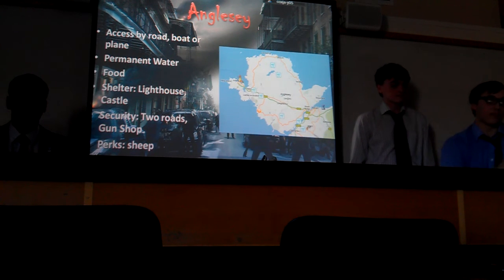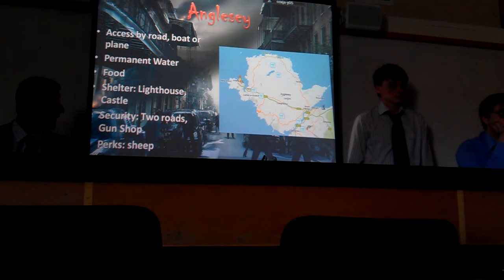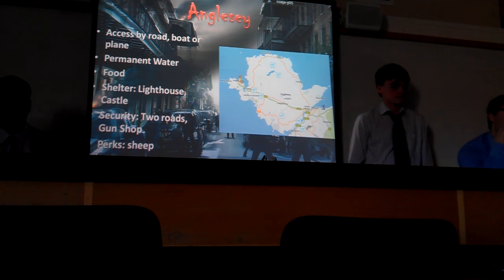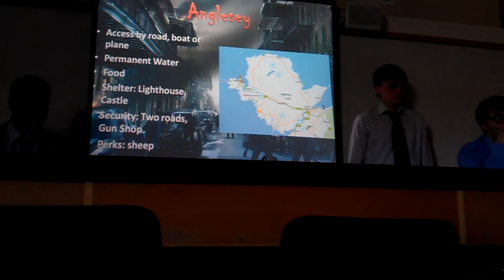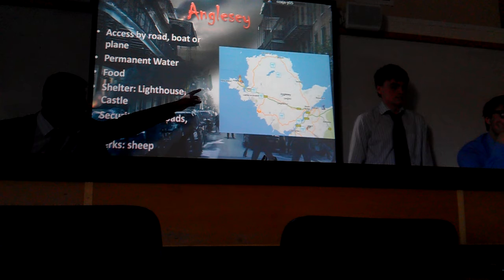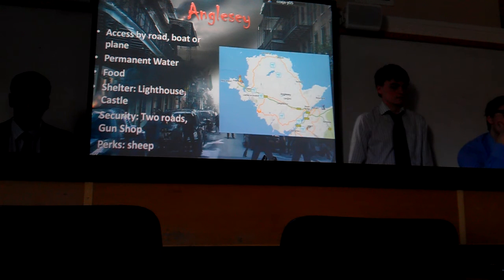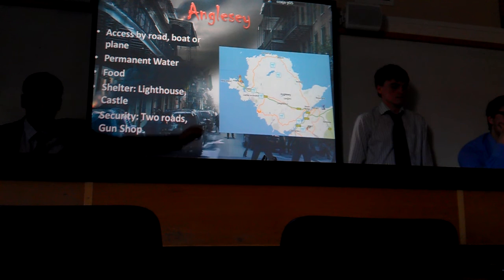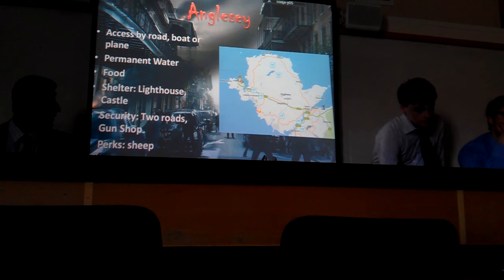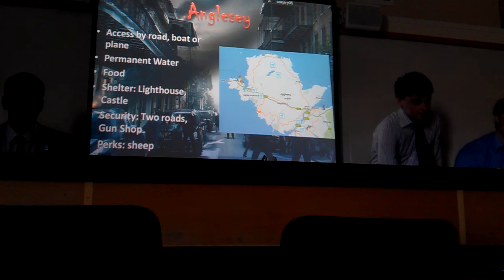Anglesey, it's just off the coast of Wales. You could drive there, you could fly there, you could get a boat there. There's again a permanent water supply. For food, again there are some supermarkets, and there's also some good agriculture. For shelter, I picked two good spots. The Skerries up here, there's a nice lighthouse where you could hide. And over to the other side there's also a castle where you could go. For security, again there's a gun shop just outside Anglesey where you could go. And for the perks, the residents share the same fondness for sheep as the Welsh, so it should be fairly easy to get a girlfriend.